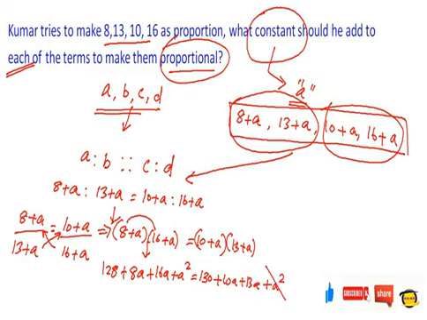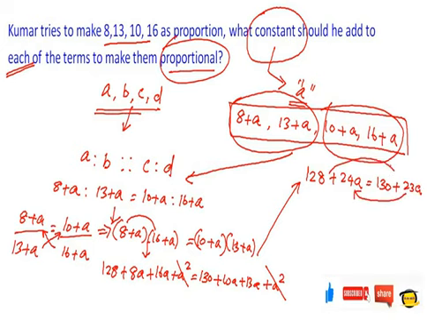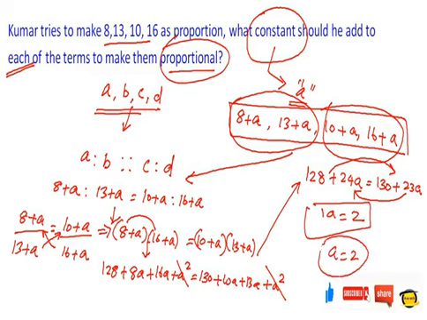Now we can cut off the A square on both sides. So we'll be ending up with 128 plus 24A is equivalent to 130 plus 23A. Now simplifying this, we can shift this to the opposite side, and this to the opposite side. We'll be getting 1A is equivalent to 2. Which means we need to add 2 to all the 4 terms in order to make them proportional.